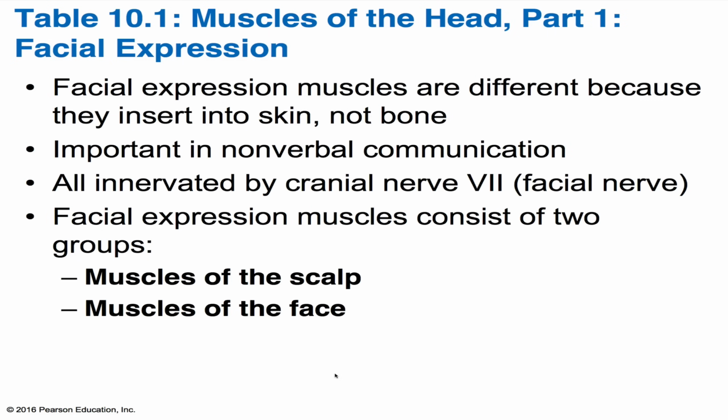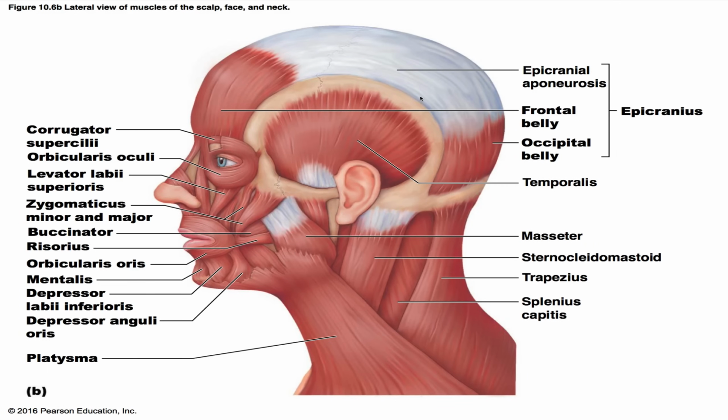Now, facial expression muscles consist of two groups: muscles of the scalp and muscles of the face. So let's start off by looking at the muscles of the scalp. The first muscle we're going to be looking at is the epicranius muscle. It's also known as the occipitofrontalis.